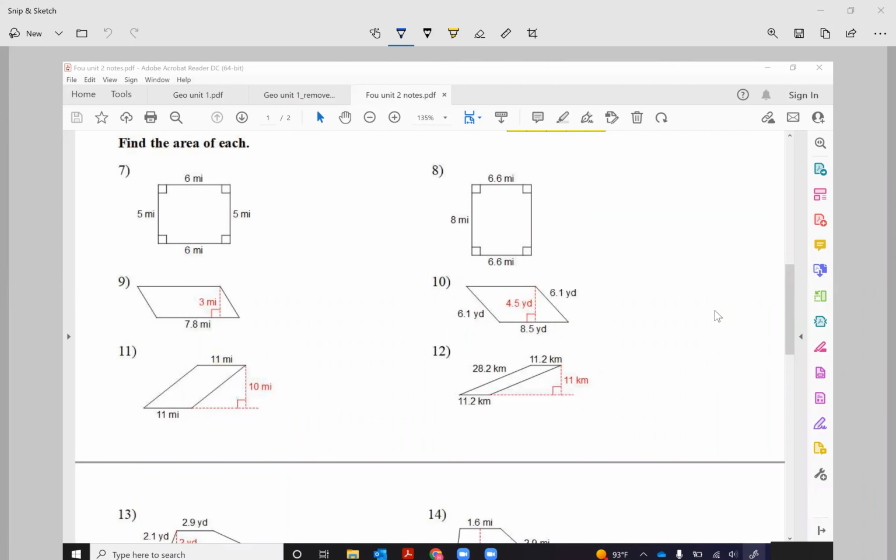Okay, we're still looking at area. We talked about squares and rectangles last time. We started by counting actually the squares, how many squares were there. But now we're going to move into a new shape. We're going to call this parallelogram.